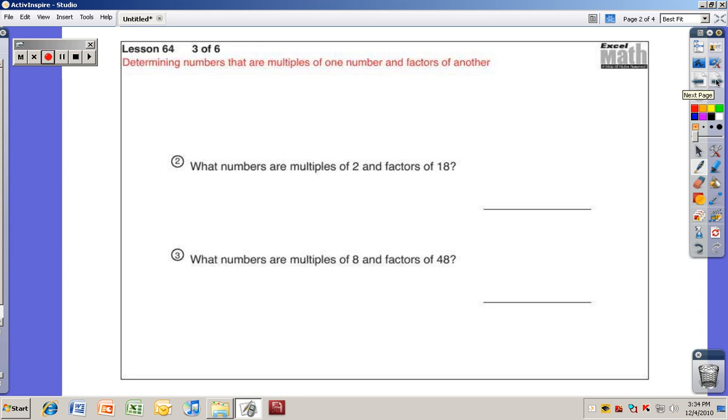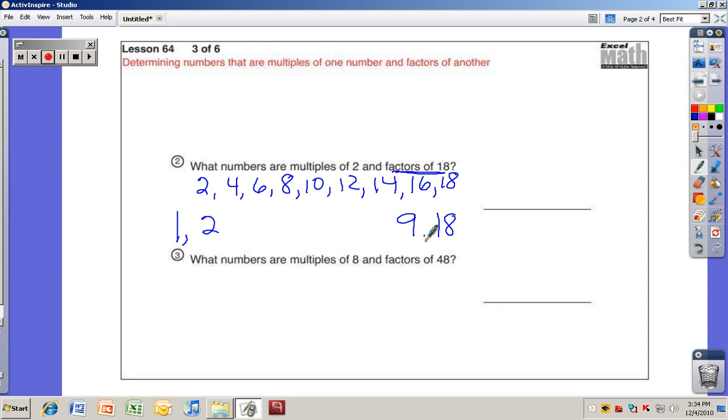The multiples of 2: 2, 4, 6, 8, 10, 12, 14, 16, 18. Notice I stop at 18, because I know when I do the factors of 18, the highest number I'm going to get is 18. There's no reason to go any higher than that. 1 and 18. 18 is even, so you can divide it by 2. 2 and 9. Does 3 go into 18? Sure does. 3 times 6. The only numbers left to check are 4 and 5. Neither one of those go into 18.